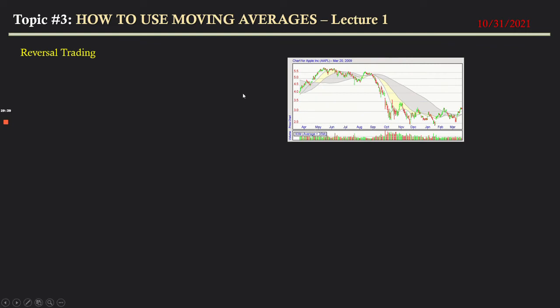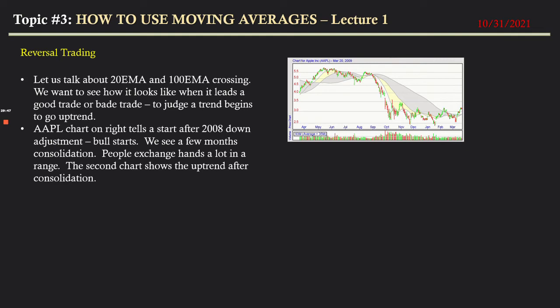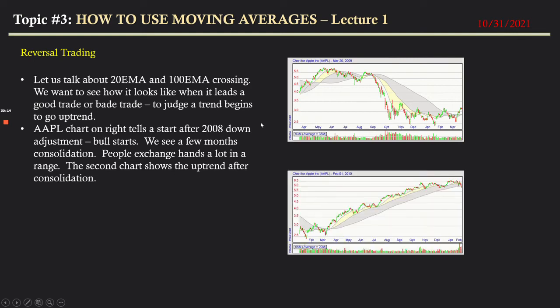Here, let's talk about some patterns of reversal trading, using moving average. You see, this is a moving average crossing, and the trend is kind of changing. This is Apple in 2008. You see the consolidation from October to March in the range, and finally the price crosses the moving average, and from there it has a good run.